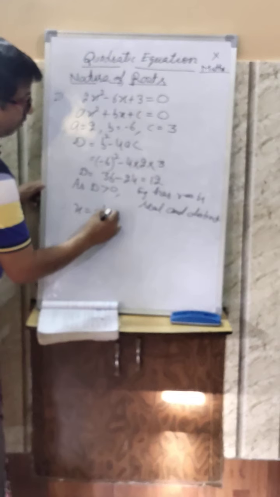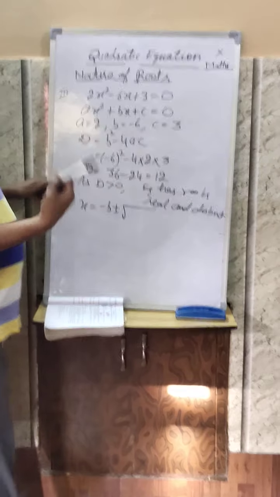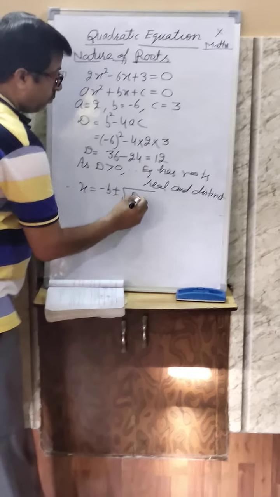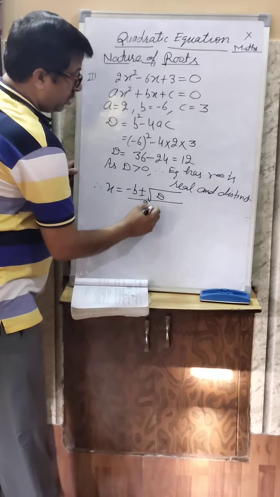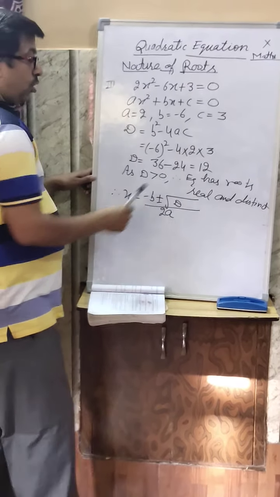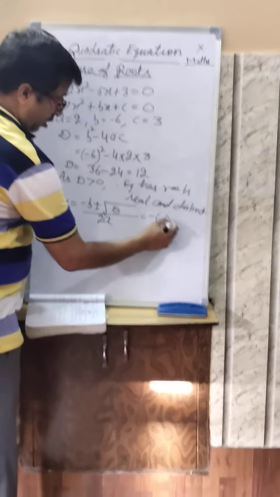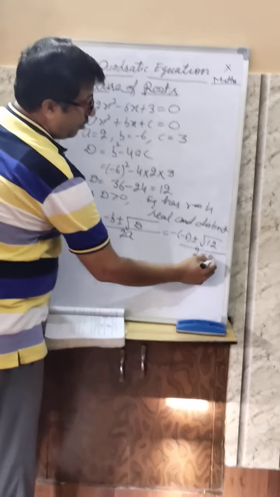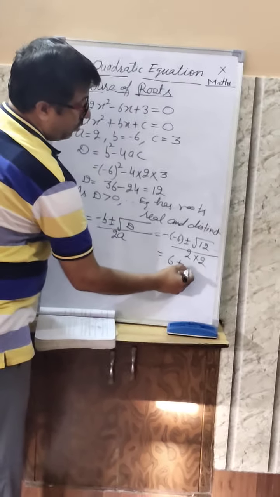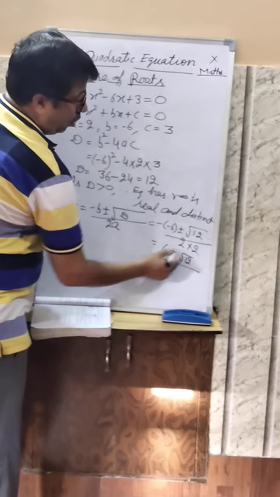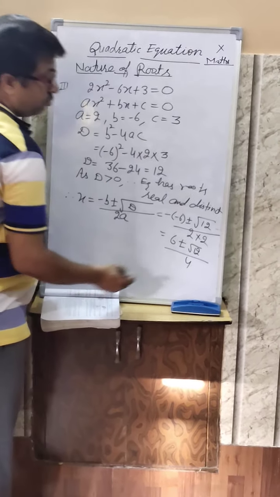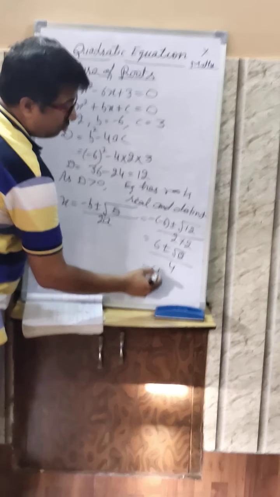x is equal to minus b plus minus, either you can write root of b square minus 4ac, or you can write D also. Minus b plus minus root D upon 2a. So minus b, what is b here? Minus 6. Plus minus root D, D is 12, upon 2a, a is 2. So minus minus 6, that is plus 6, plus minus root 12 upon 2 into 2, that is 4. So first you make the factors of this 12.